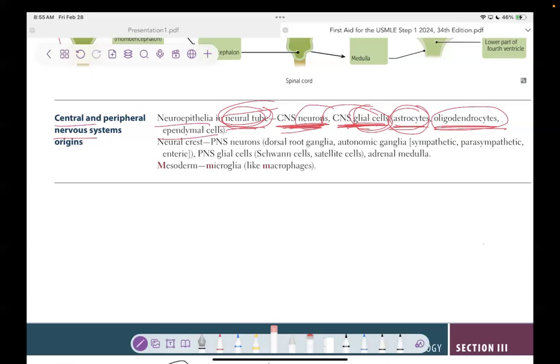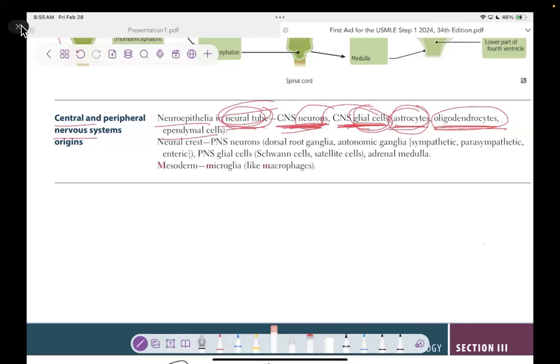So neuronal cells, we already know, are the neurons, and the non-neuronal cells are called glial cells. Glial cells include astrocyte, oligodendrocyte, and ependymal cell. Astrocyte is the star of the brain. Oligodendrocyte is the cover of the nerves inside the brain, and ependymal cells are the cells around the ventricles. Are you with me?